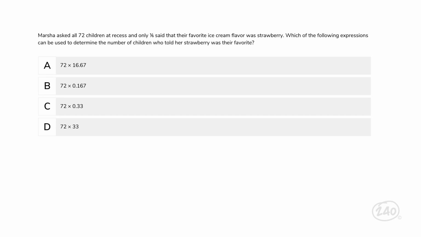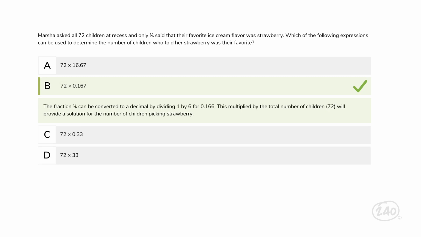favorite? Okay, so first, I know I need to start with 72 for the total number of children, but all these answers start with 72, so that's no help. Then I need to multiply 72 times the decimal that is equivalent to 1/6. To turn a fraction into a decimal, I divide the numerator by the denominator. So 1 divided by 6 is 0.16666 repeating, so 0.167. B is correct.